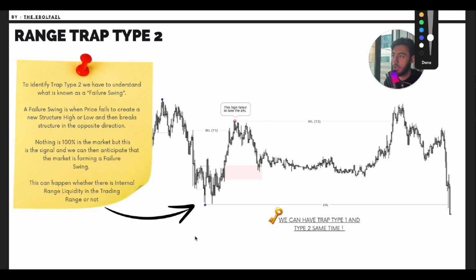Once you have a strong high, once you have the range, you're going to identify your weak low if you're in the bearish range, or a weak high if you're in the bullish range. So let's say this is the bearish range, this is the weak high. So this is going to be your weak low, right?